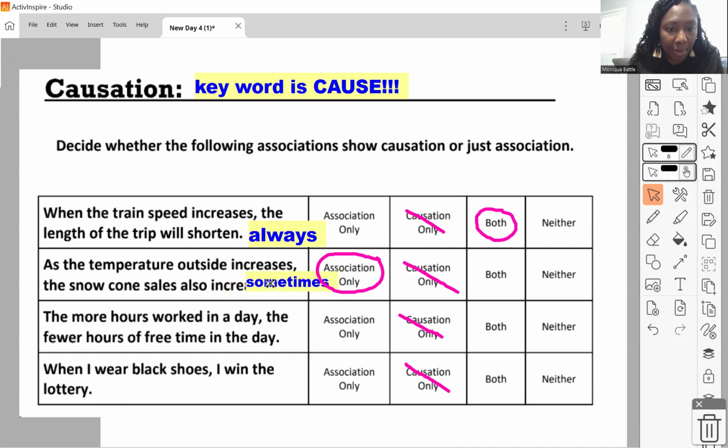The more hours worked in a day, the fewer hours of free time I have. Okay, so let's see. The more hours worked in a day, does that actually cause the fewer hours of free time that I have?